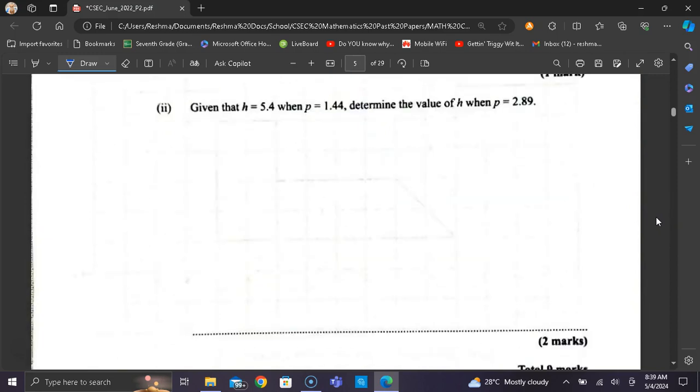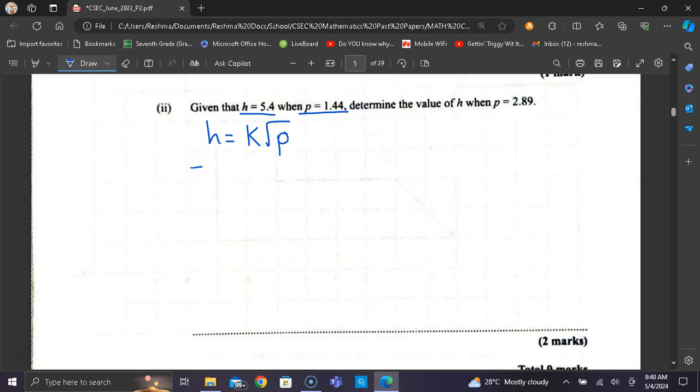Given that h is equal to 5.4 when p is equal to 1.44, determine the value of h when p is equal to 2.89. So, since the equation relating h and p is h is equal to k times the square root of p, first we need to find the value of k, our constant of variation, before we can find the value of h when p is 2.89. So we were given a pair of values, h is 5.4 and p is 1.44. So let's substitute that into the equation and find k.